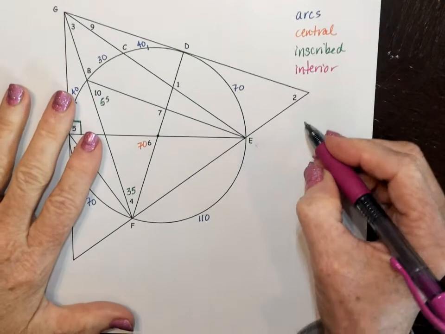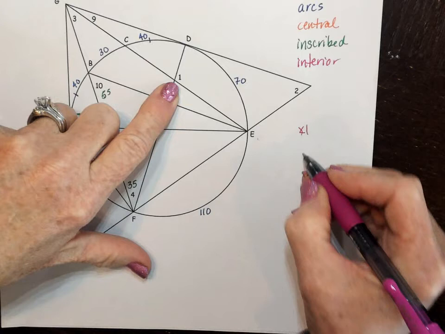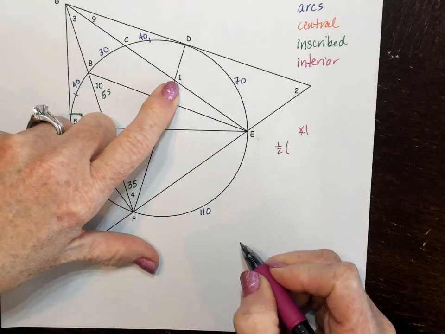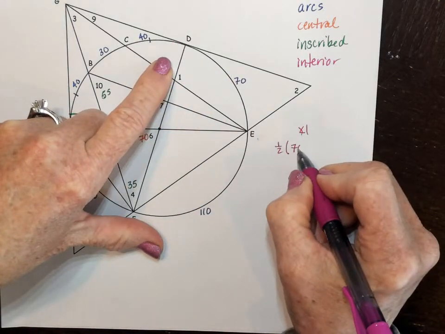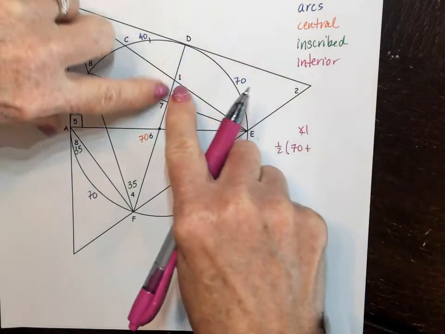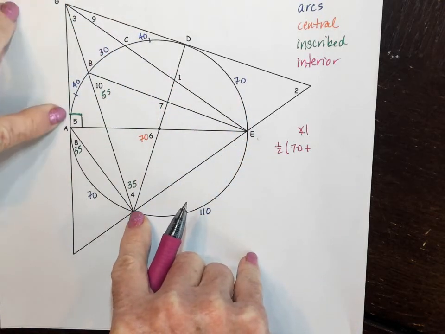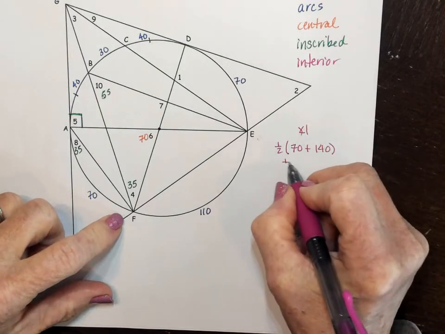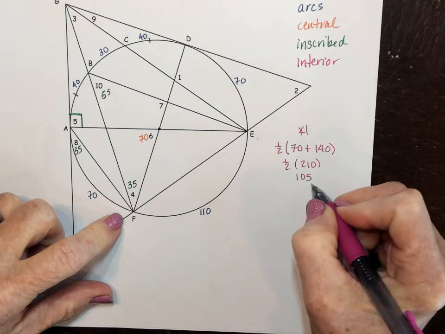So I'm going to show my work down here to find angle 1. It's an interior angle. It's going to be half of its arc. Its arc is 70 plus the arc of the vertical angle. Oh boy, that's all this mess. 70 there and another 70, 140. So that's half of 210, or 105.